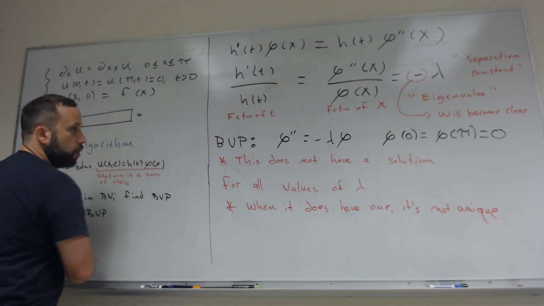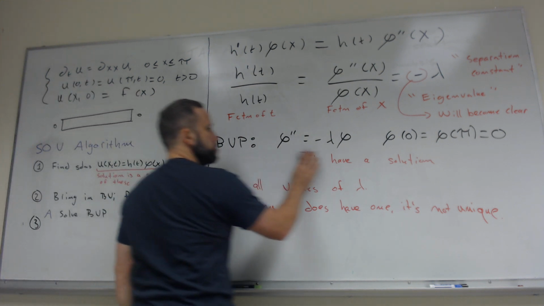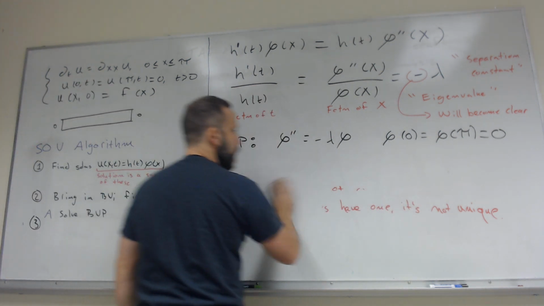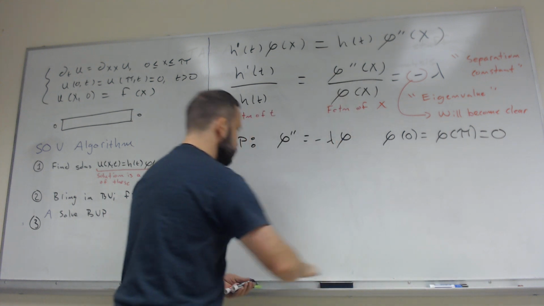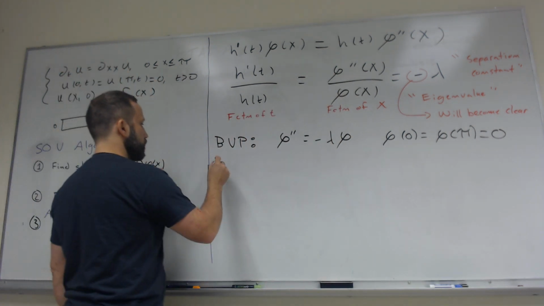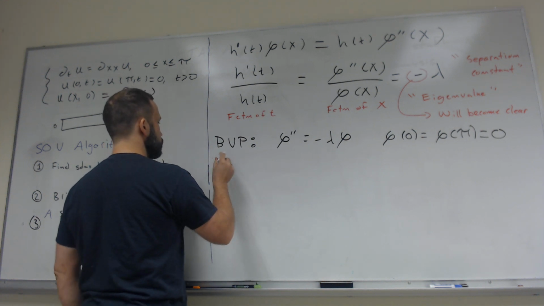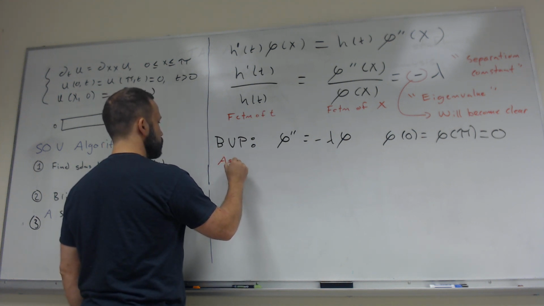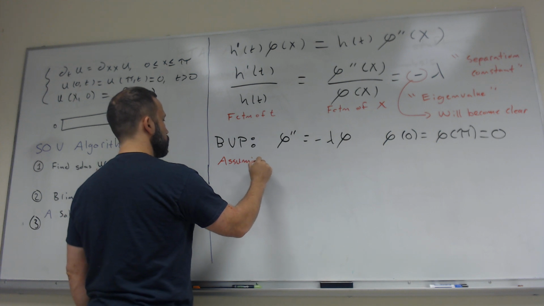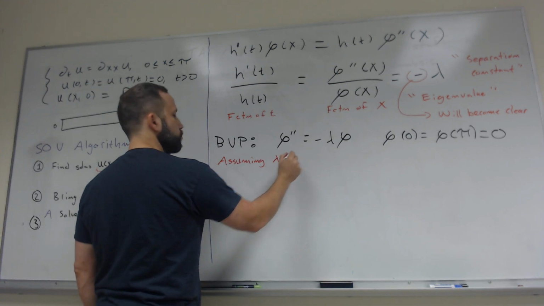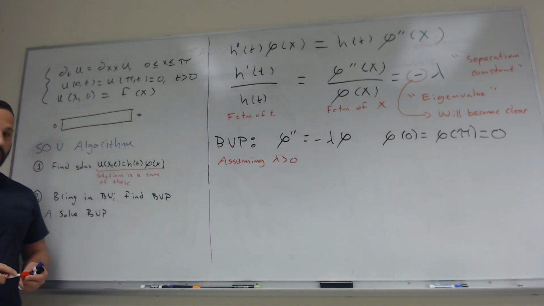Now, as I was saying, I'm going to solve this boundary value problem under the assumption that lambda is greater than 0. I'm writing this in red to alert you to the fact that I'm assuming lambda is greater than 0. Well, why do I want to do that? Number one, because it's the truth, and I'll explain that in the next video.